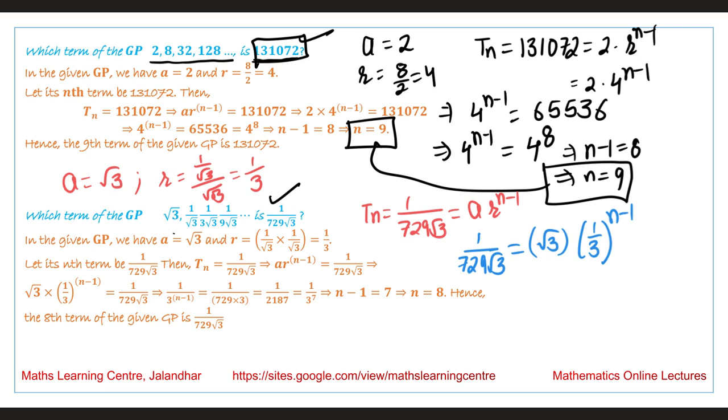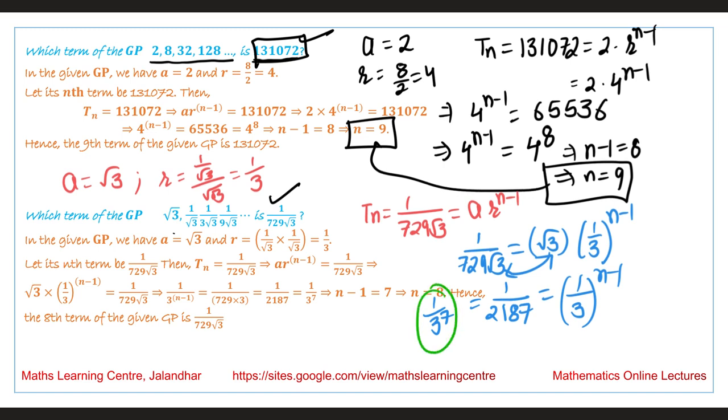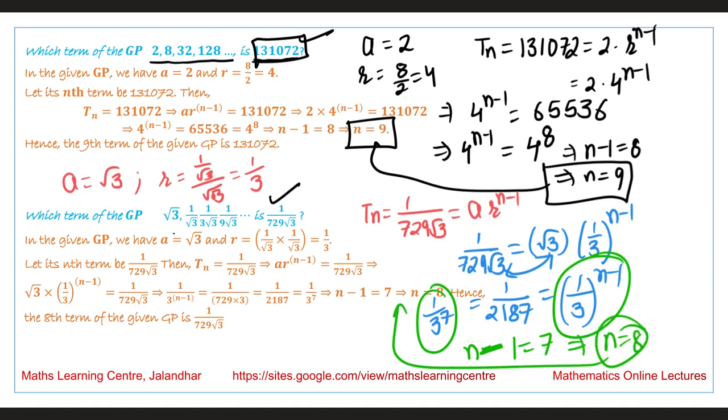When we multiply these numbers, we obtain 1 by 729 into 3, which is equal to 2187. This root 3 into root 3 will become 3. That is equal to (1 by 3) raised to the power n minus 1, and this value is equal to (1 by 3) raised to the power 7. Now comparing both these results, we obtain n minus 1 equal to 7. So this implies n is equal to 8. So we are saying that the 8th term of this GP is 1 by 729 root 3.